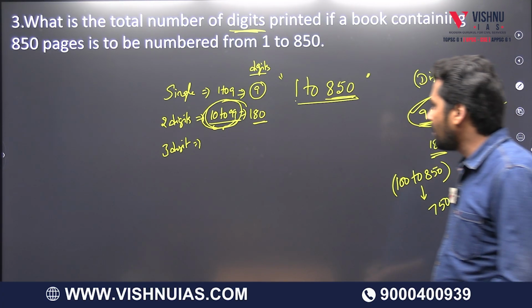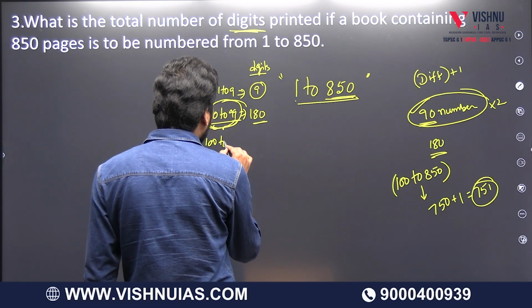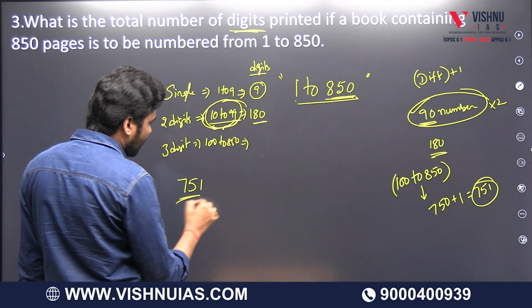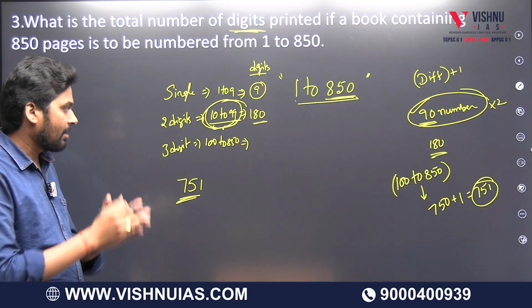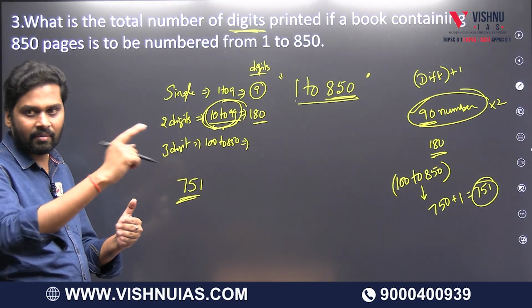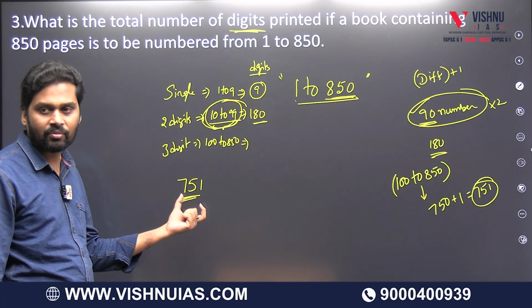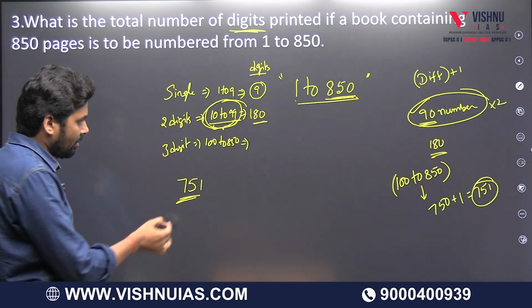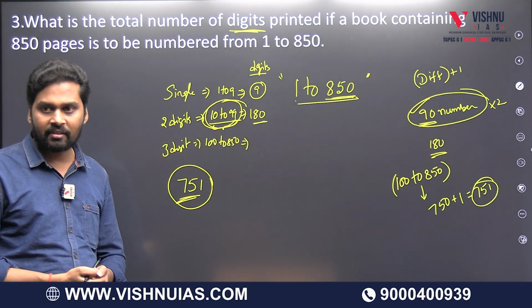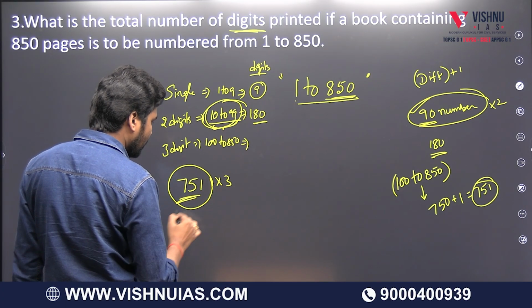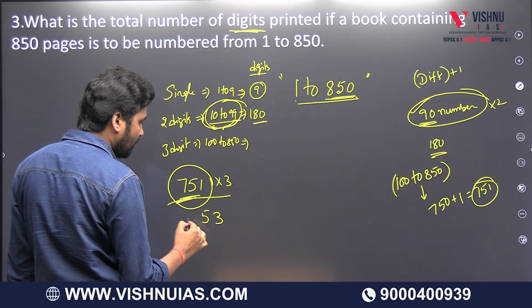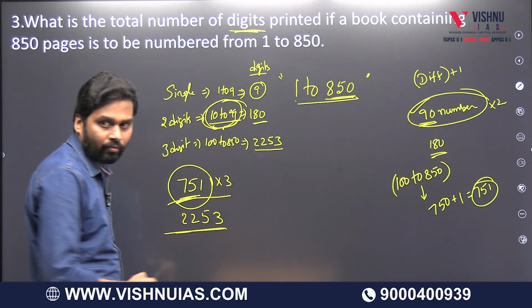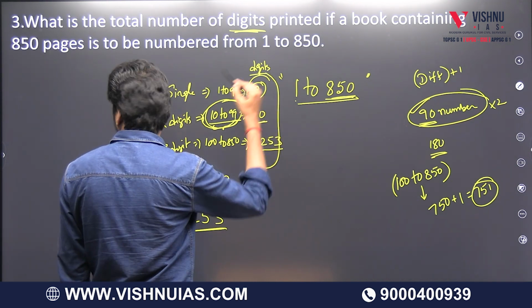How many page numbers do we have from 100 to 850? The total number of page numbers is 751. We have 751 numbers, like page 100, 101, 102, 103, 104. Likewise, how many page numbers do we have? 751. But we are counting the number of digits. Each number consists of how many digits? 3 digits. So I need to multiply by 3. So 3 ones are 3, 3 fives are 15, 3 sevens are 21 plus 2 is 22. So the number we take here is 2253.